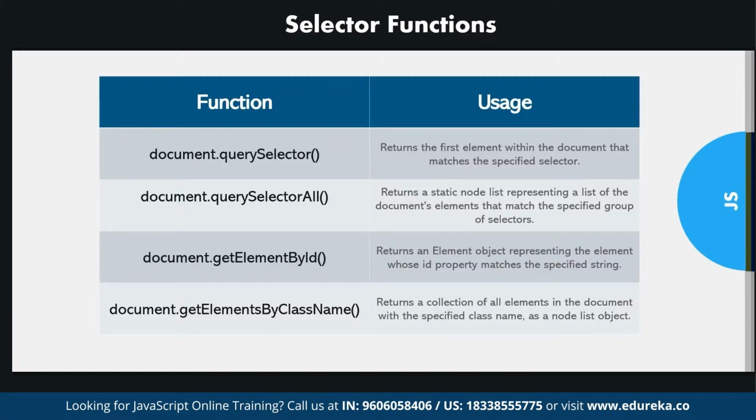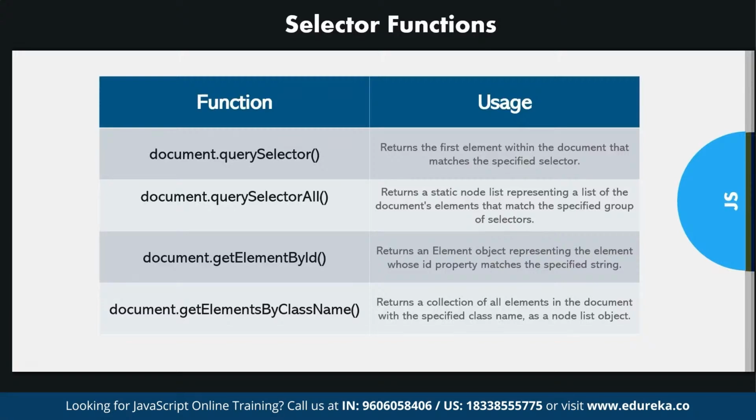The first function that we have is document.querySelector. It takes in an argument of the query name, and it returns the first element within the document that matches the specified selector. Secondly, we have document.querySelectorAll. This returns a static node list representing a list of the document's elements that match the specified group of selectors. So if you're finding all the p tags in a document, you can use document.querySelectorAll.